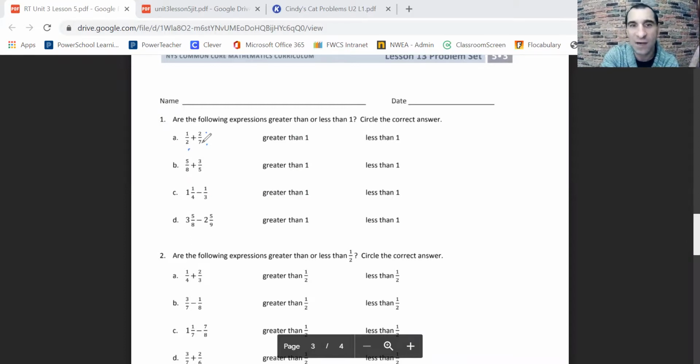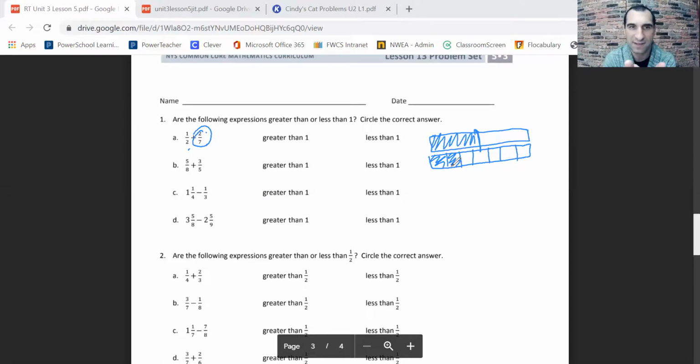Well, let's see. I know that a half is exactly that. It's a half. So if I draw this out visually as a fraction bar, I know that 2 parts, I know that this is 1/2. Well, what do I know about 2/7? I know that my whole would be divided into 7 equal parts. I only have 2 of those parts. So if I visually look at the fraction 2/7, I would have to divide this up into 1, 2, 3, 4, 5, 6, 7 parts, and I only have 2 of those parts.